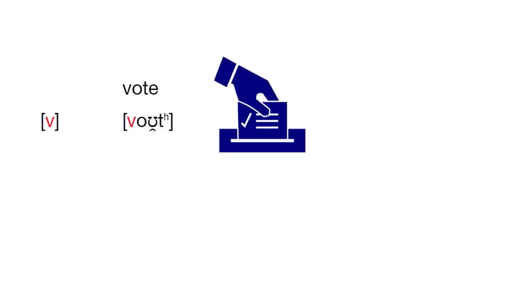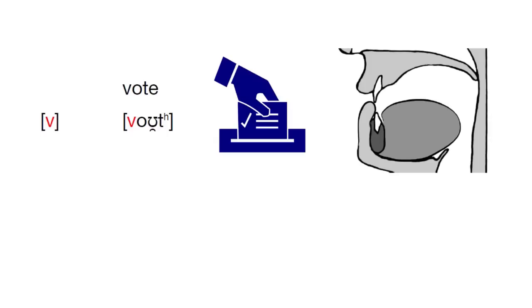Now, we can use this concept of voicing to add another consonant to our repertoire. V, as in vote. V is the voiced version of F. You use the exact same mouth position. Your bottom lip comes up to your upper teeth, F. But only this time, you're going to engage your vocal cords.